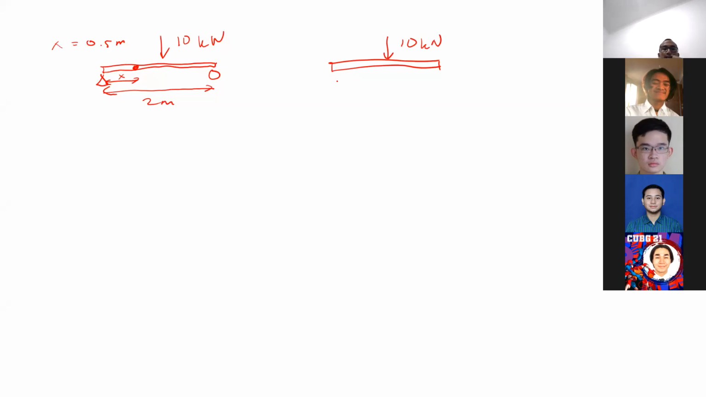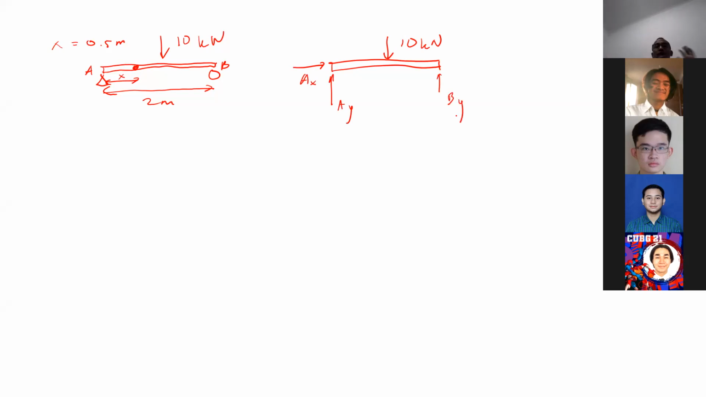And at the left edge, what forces that we have there? Assume this one is A and this one is B. AX, AY. Okay, correct. This one will be AY, AX. And at the right edge, BY. BY only.